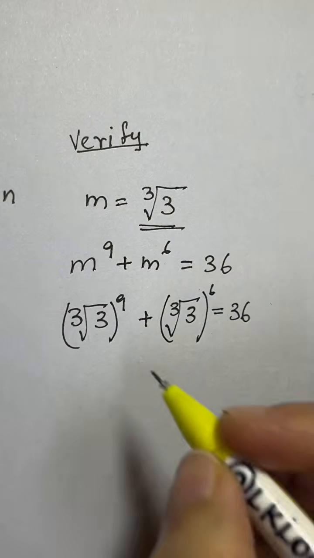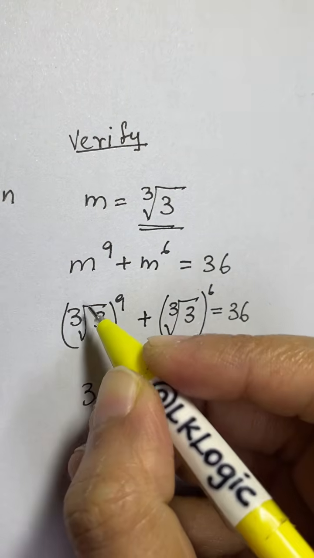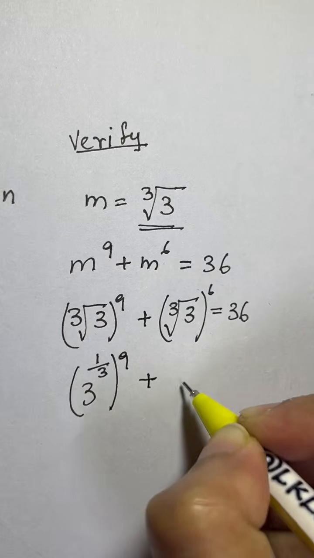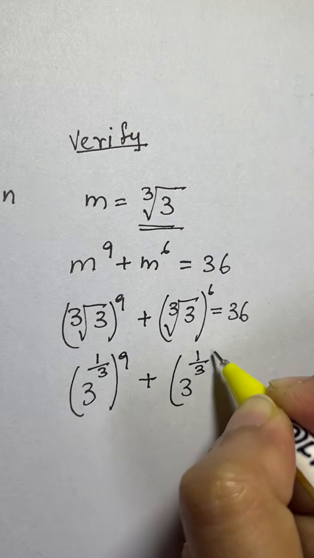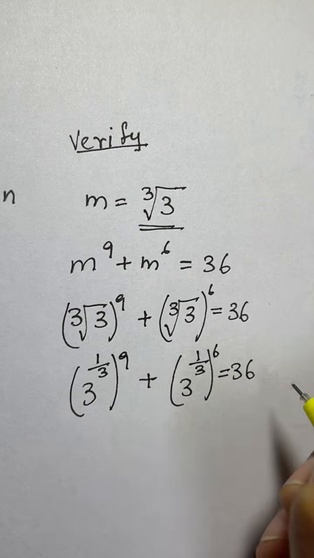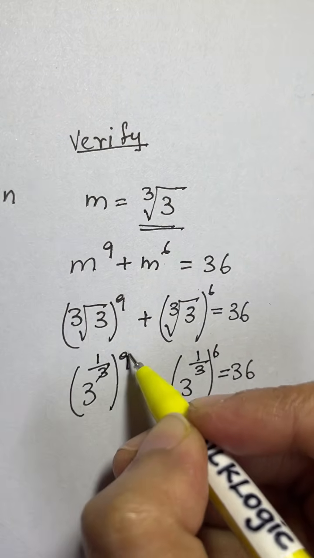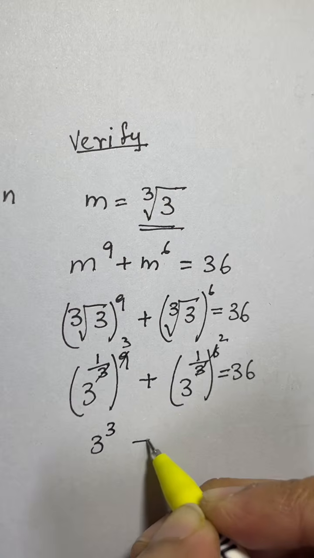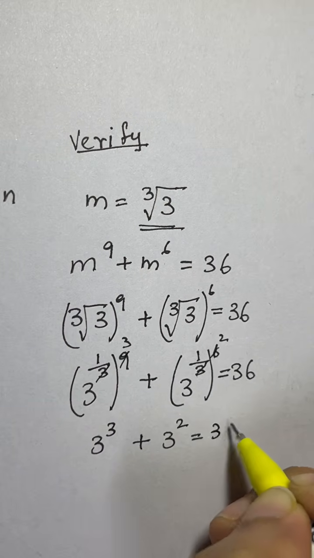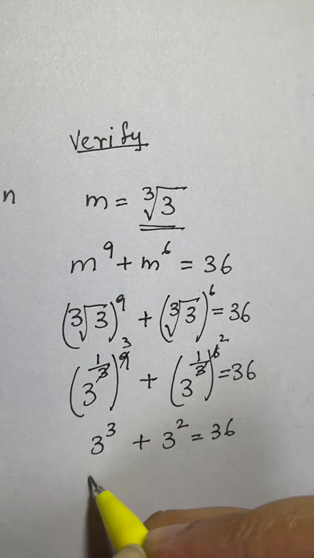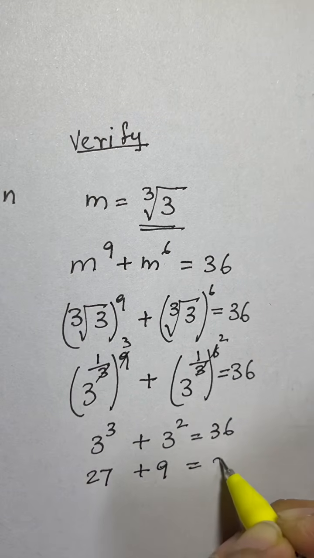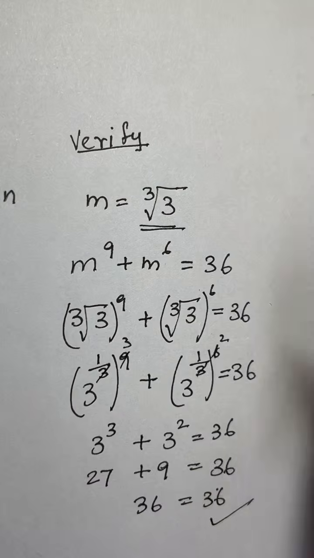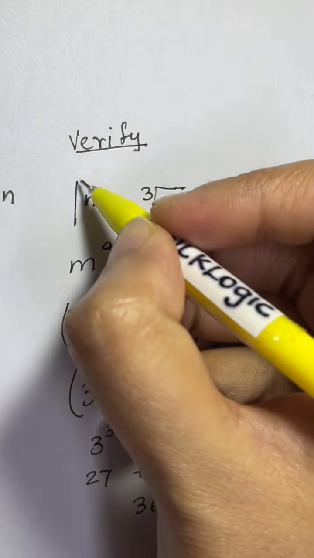Alright, now you can write it in terms of 3. This is 3 to the power of 1 over 3, whole to the power of 9, plus 3 to the power of 1 over 3, whole to the power of 6, equals 36. Now you can strike this off. 3 times 3 is 9 and 3 times 2 is 6. So this is 3 cube plus 3 square is equal to 36. So what is 3 cube? That's 27. Plus 9 is equal to 36. Yes, 36 is equal to 36. That's true. So your m is cube root of 3.